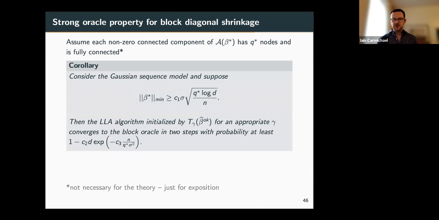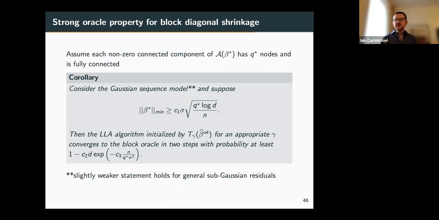And so we're going to end up with a result that looks like this. Let's consider the Gaussian sequence model, and let's assume that all the connected components of our target graph are fully connected. Then under this condition right here, the LLA algorithm initialized from an appropriate hard thresholding estimate will converge to the oracle in 2 steps with high probability. Taking a look at this term right here, the dimension enters logarithmically. That's why this succeeds in ultra high dimensions. And we have this term Q star here. Q star is the size of the connected components.